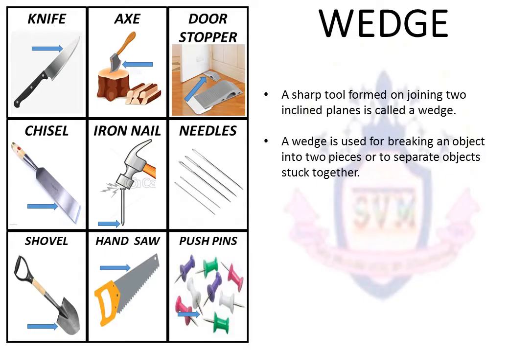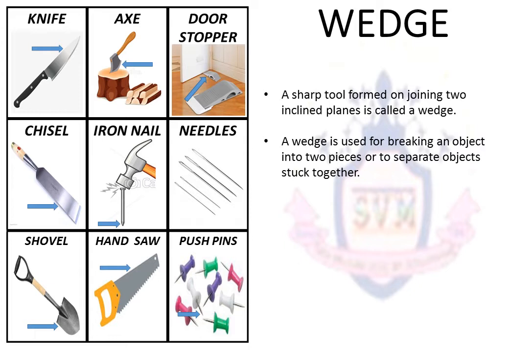A wedge is just another form of an inclined plane. Actually, it has two inclined planes that are back to back. It's pretty simple to see a wedge. Take both your hands and join them together. Now you have a wedge. You can place your hands back to back as well to form a wedge.